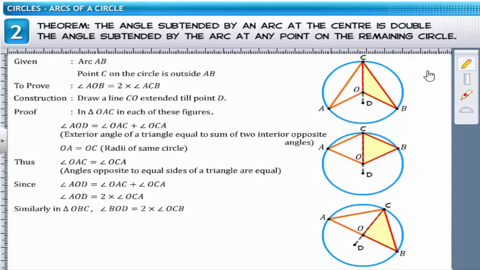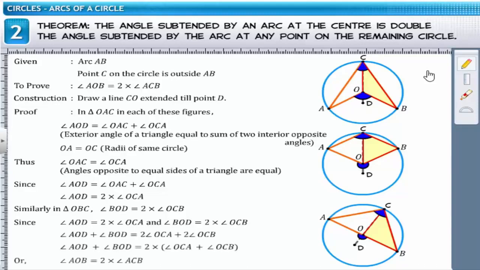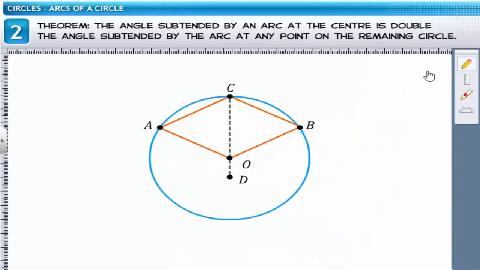From these results, we get the sum of angles AOD and BOD is double the sum of angles OCA and OCB. This clearly shows that angle AOB is double the angle ACB. Thus, the theorem is proved. Please note, in case of the major arc, the reflex angle AOB will be double the angle ACB.